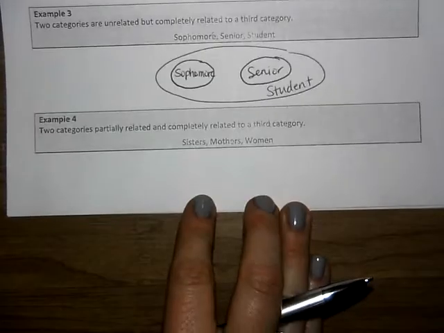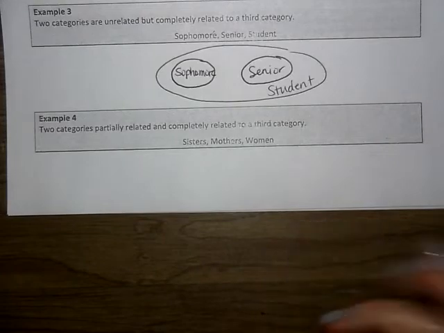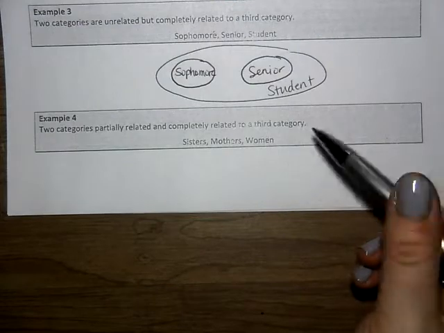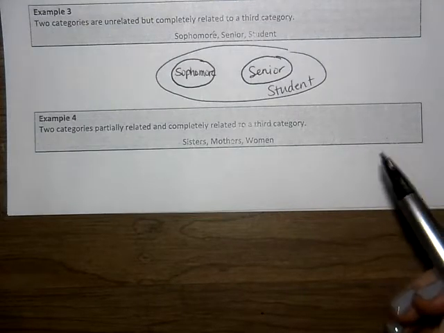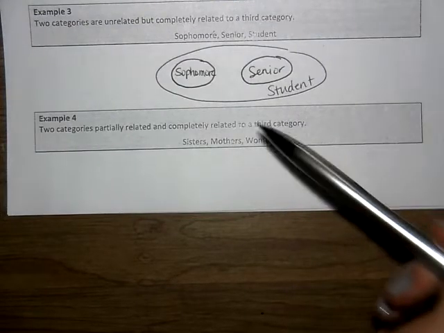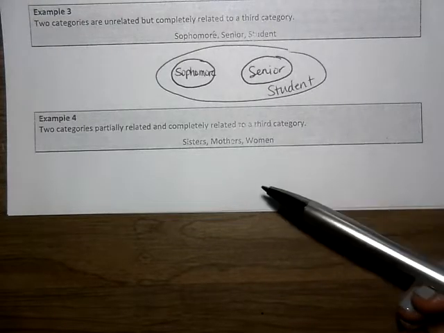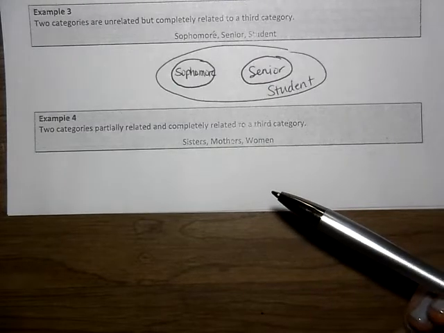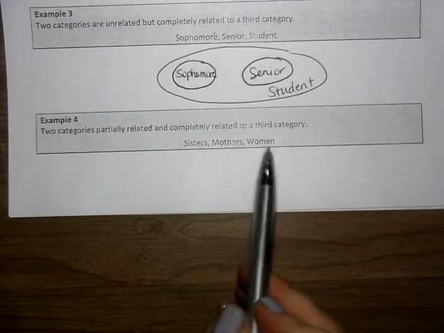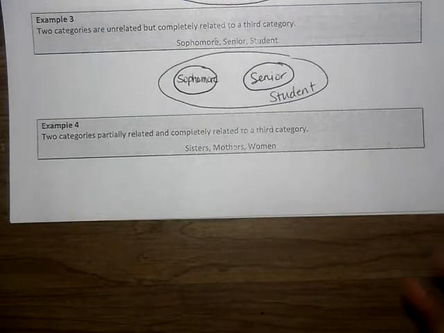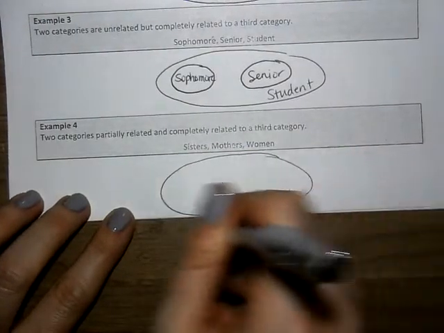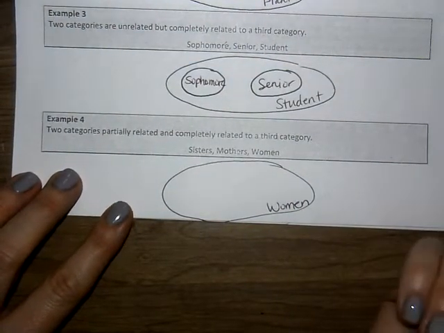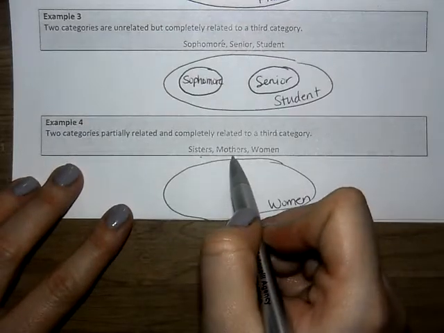So example 4 is what you can expect the most of with the problems that we do. These are 2 categories that are partially related, and they're completely related to the third category. The difference between example 3 and example 4 is that our 2 subcategories relate to each other. There is some overlap that happens there. So there's sisters, mothers, and women. The large category would be women. And then we have these 2 subcategories, which are sisters and mothers.